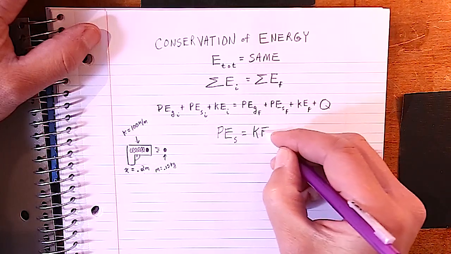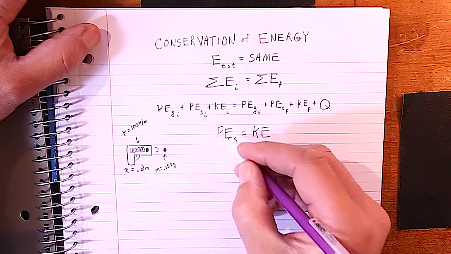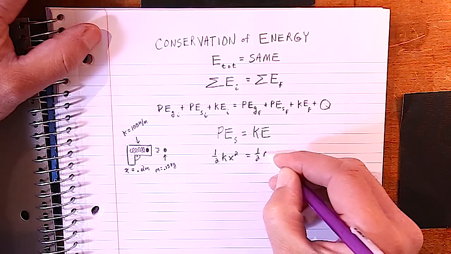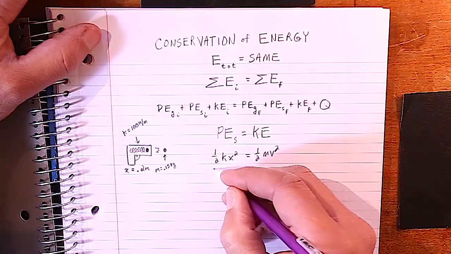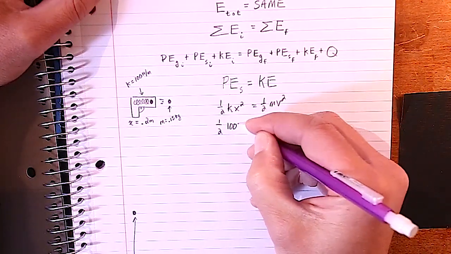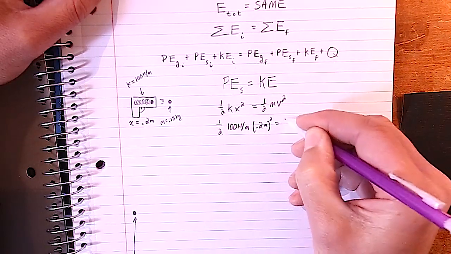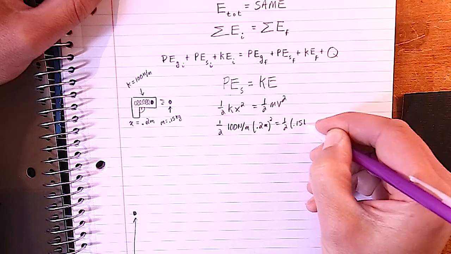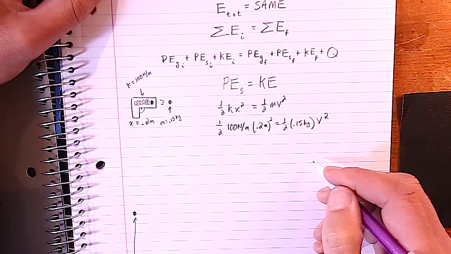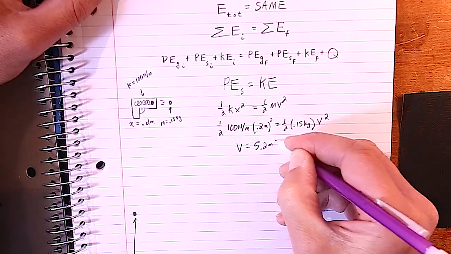So that becomes KE. This is our sum of the energy we start with, and our sum of the energy that we end with. Now we can put in our formulas. 1/2 kx squared must equal 1/2 mv squared. We know that k is 100 newtons per meter, and x we said was 0.2 meters. We're going to square that, equals 1/2 times 0.15 kilograms for the ball, and we're solving for how fast the ball will come out of the barrel. When you do the math on that, you end up with v equals 5.2 meters per second.